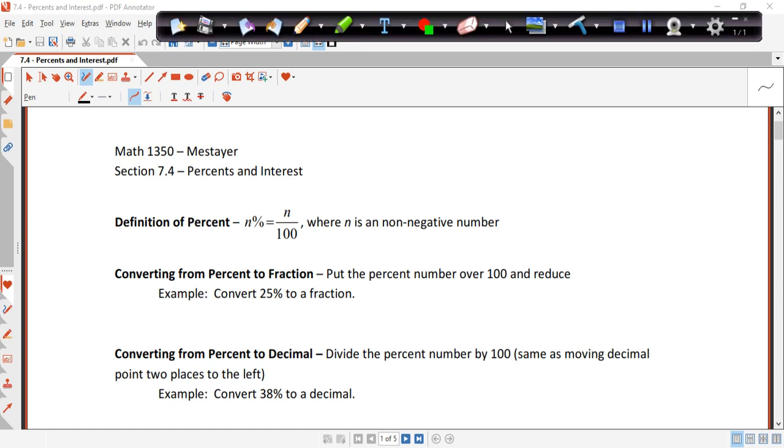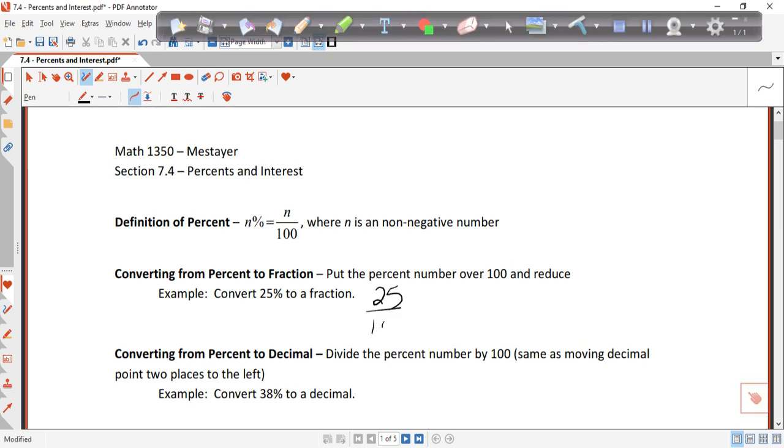Section 7.4, Percents and Interest. A definition of percent: n percent is n over 100, where n is a non-negative number. So if we're converting from percent to fraction, all we're going to do is put the percent number over 100 and reduce. So if I want to convert 25% to a fraction, I would put 25 over 100 and then reduce to 1/4.